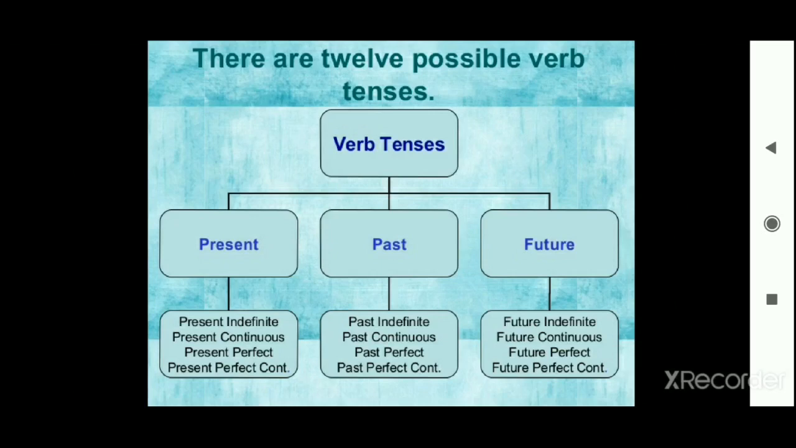Present tense has also its four forms. Look at present indefinite, present continuous, present perfect, present perfect continuous. In the same way, we can see in past tense also: past indefinite, past continuous, past perfect, and past perfect continuous. Similarly, in the future tense also: future indefinite, future continuous, future perfect, future perfect continuous. So these are the 12 possible verb tenses.